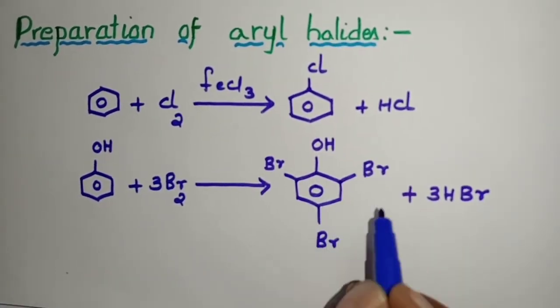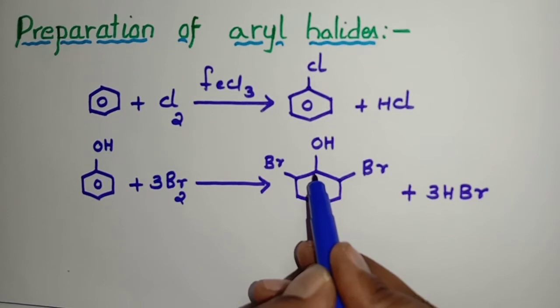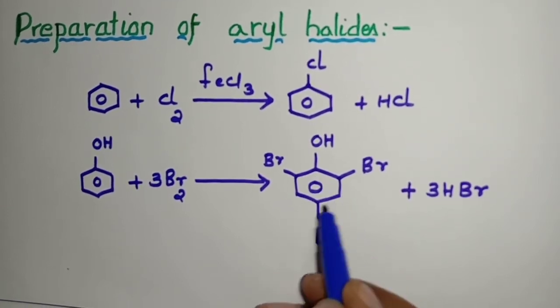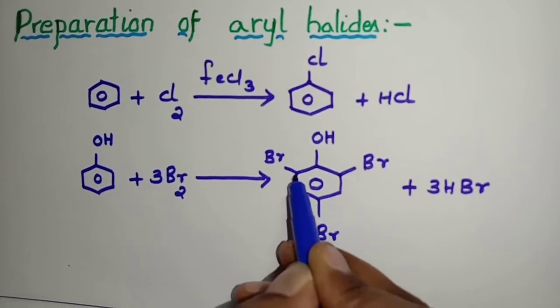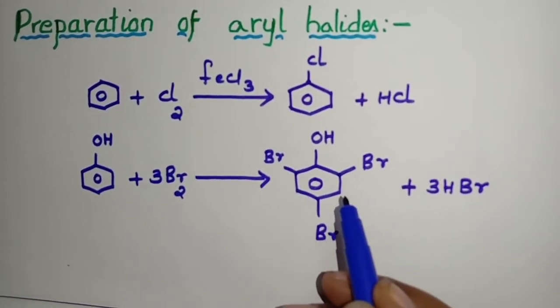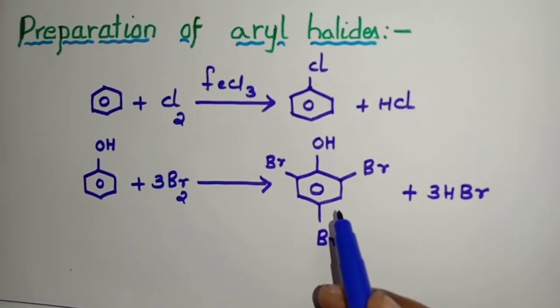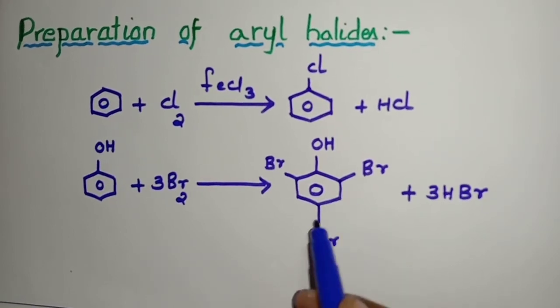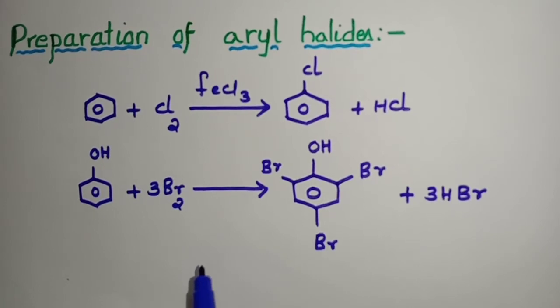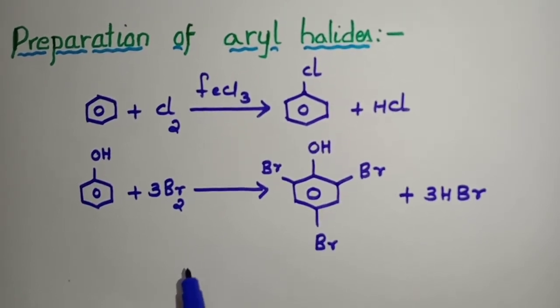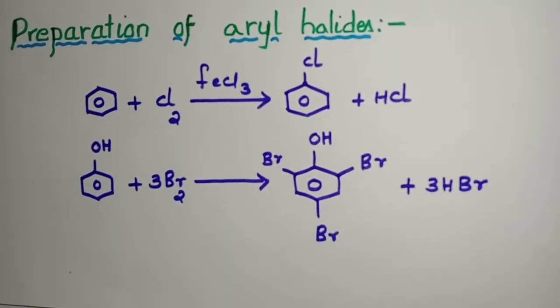What is this called as? Suppose you start numbering here. 1, 2, 3, 4, 5, 6. 2, 4, 6 tribromophenol. Okay, write down its name, students. It is called as 2,4,6 tribromophenol. Okay, so this is about preparation of aryl halides.